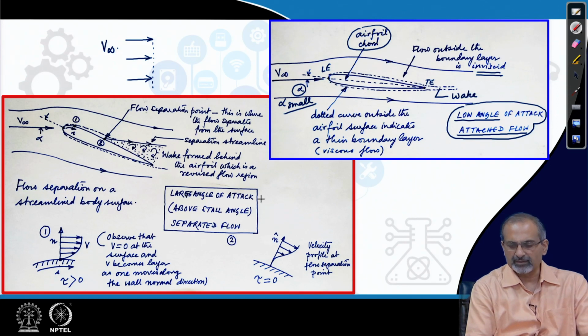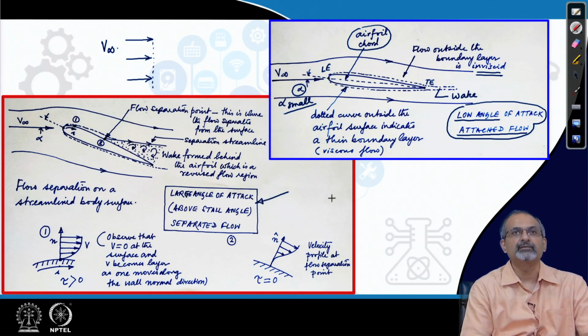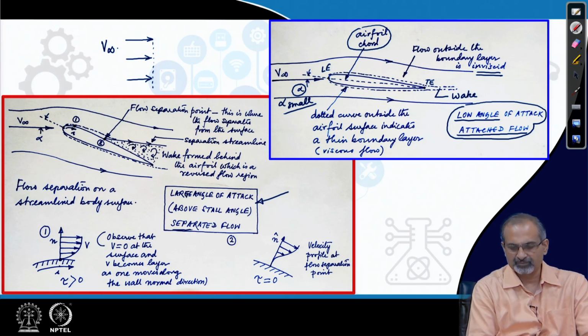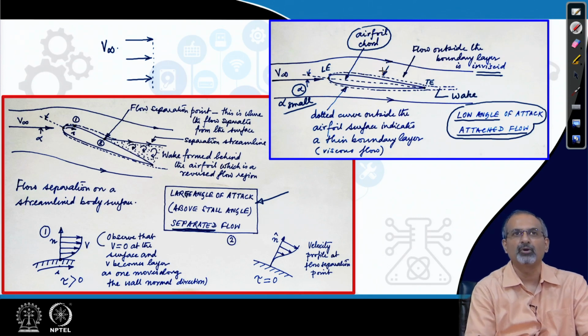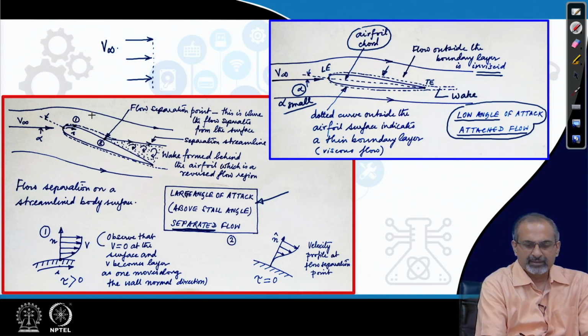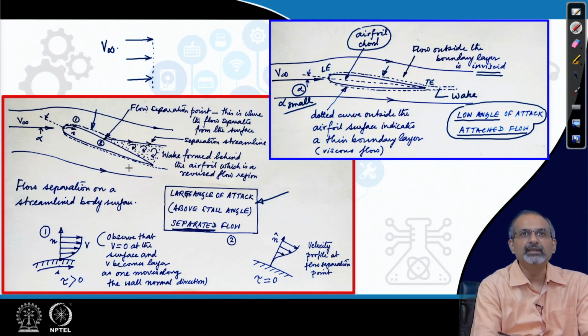Then if you look at another situation where it is a large angle of attack, and we have chosen an angle which is typically beyond the stall angle of the aircraft, then you find that the flow has separated. How can you make out that the flow is separated? The flow is very, very different from what you saw over here. It is no longer enveloping the body nicely. It follows the body surface up to some distance and it seems to be leaving the surface beyond that.